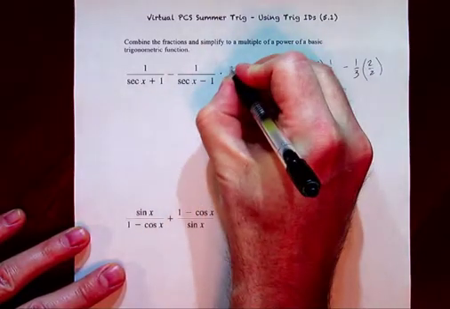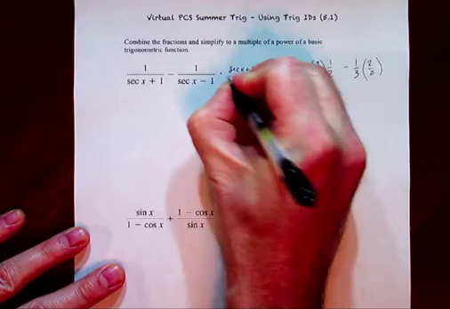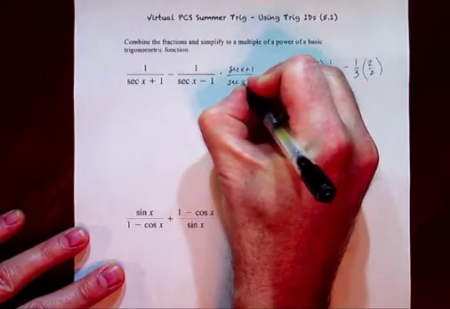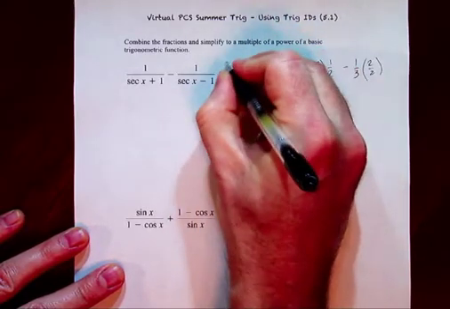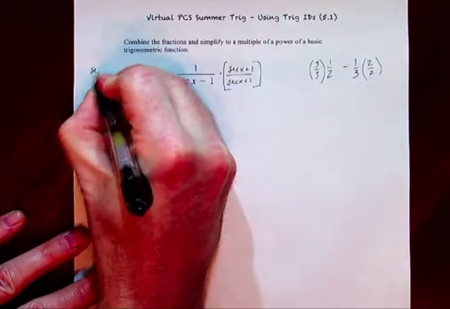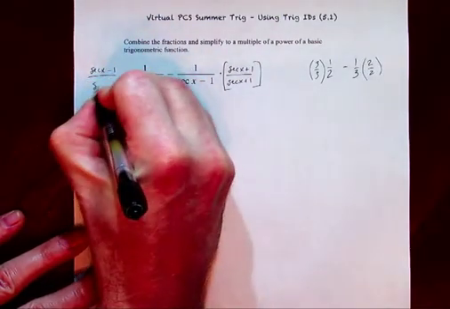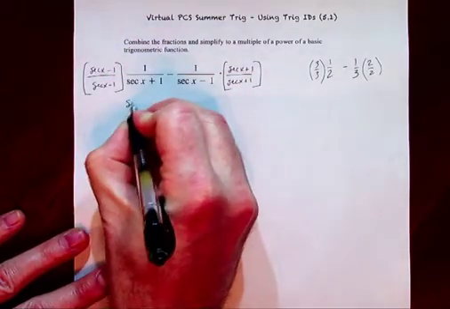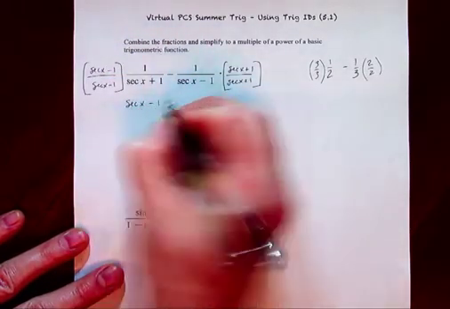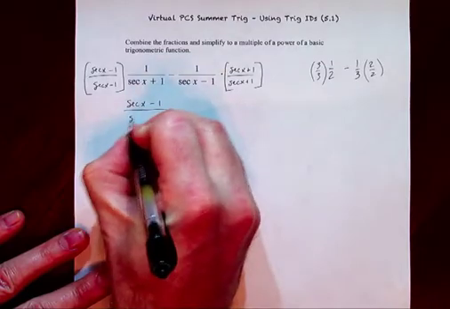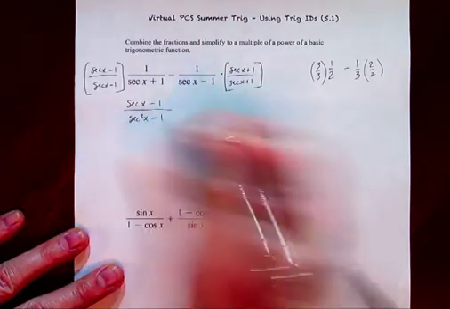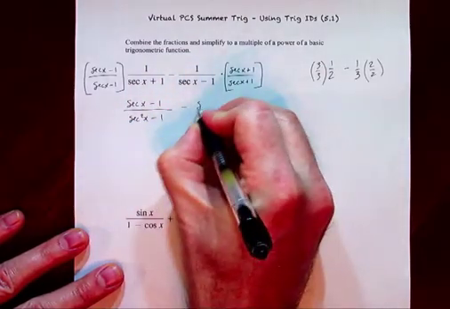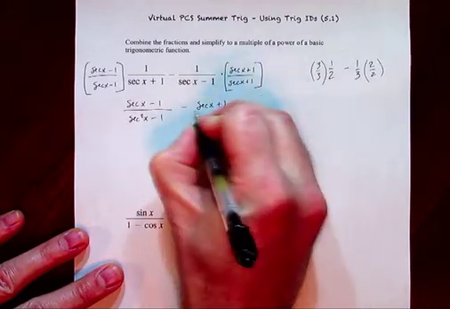This one, you need to multiply by secant x plus 1 over secant x plus 1. Over here, this is going to be secant x minus 1 over secant x minus 1. The great thing about this, however, is you're going to get secant x minus 1 over secant squared x minus 1. And you're going to get the same denominator over here.